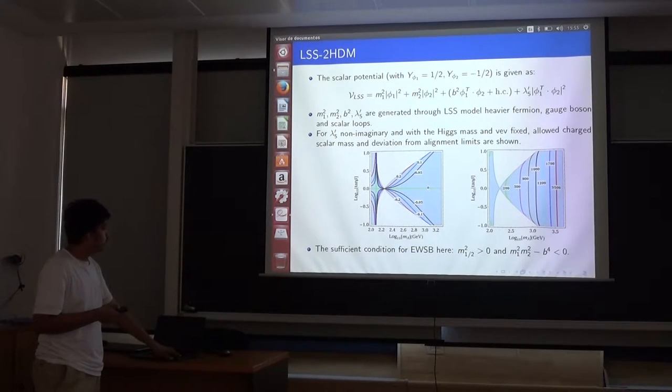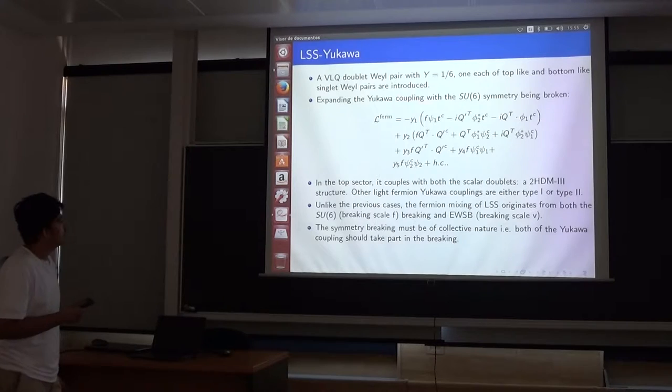Then we go to the Yukawa coupling. The full SU6 symmetric Yukawa coupling we haven't written. That is on its own, and their matrix is an asymmetric condensate which breaks the SU6 symmetry.